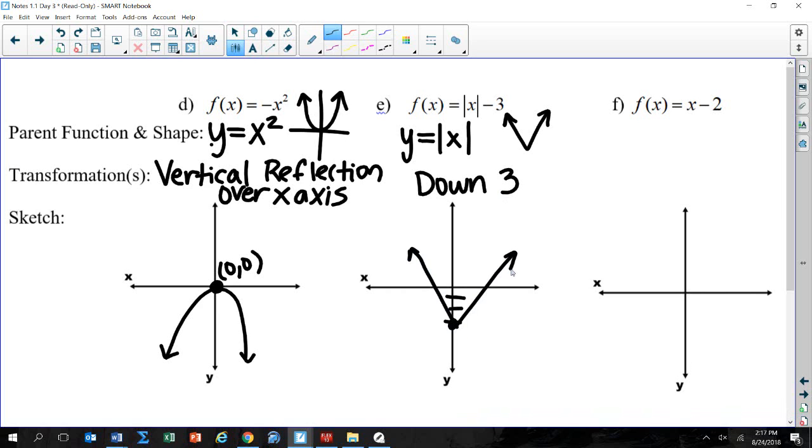Okay, if you want to make it a nice normal width, if you make it really skinny, I'll think you did a vertical stretch. If you make it really wide, I'll think you did a vertical shrink. So you want to just make it a nice, normal width.